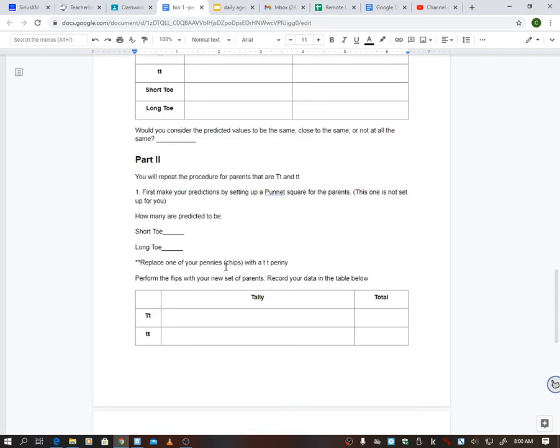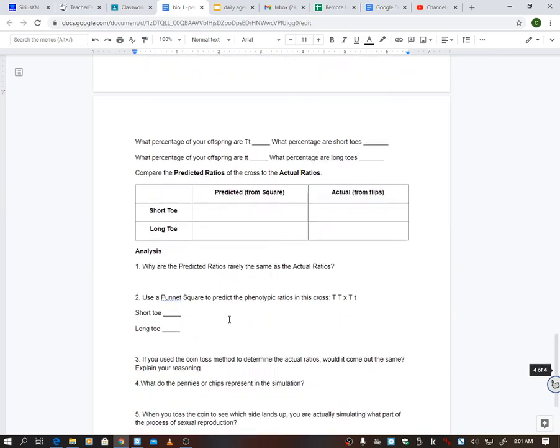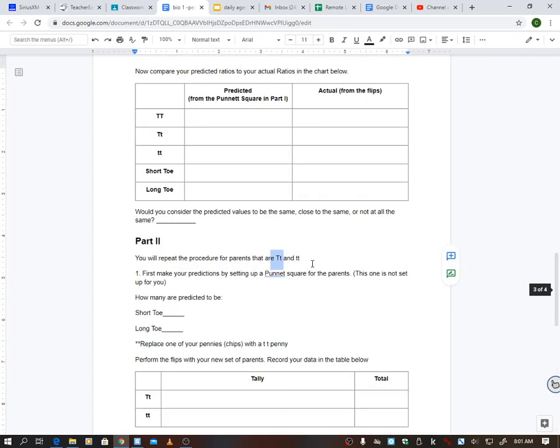All right, you're going to do this all again, but you're going to change one of the parents. So you don't necessarily have to flip the penny for this parent right here, because no matter what you flip, it's a lowercase t. So you just really need to flip this parent and see whether it's capital T lowercase t or lowercase t lowercase t. And you're going to do the exact same thing that we just did, only we have different genetics this time around.